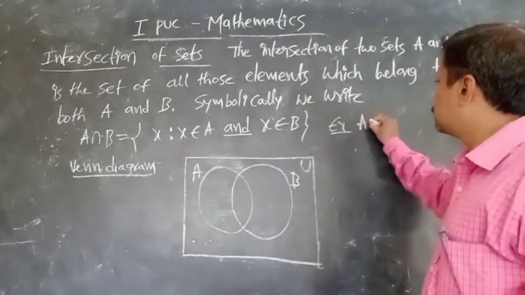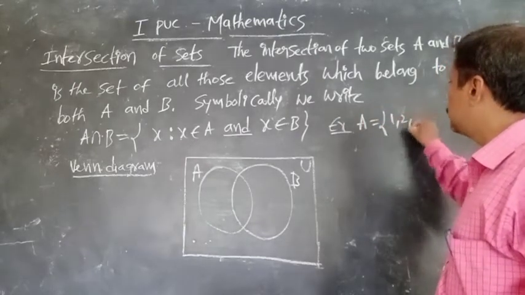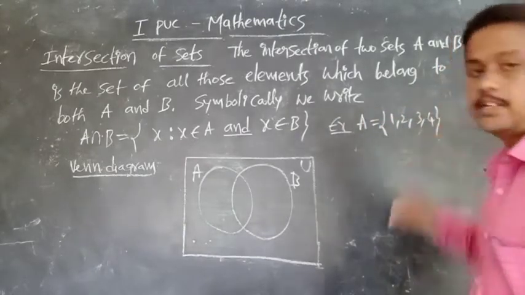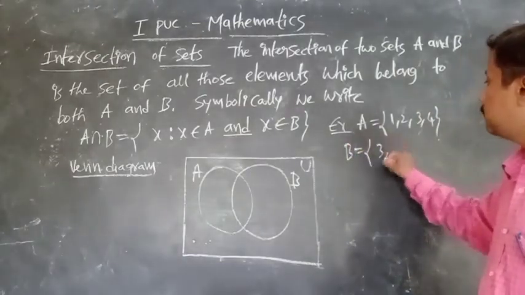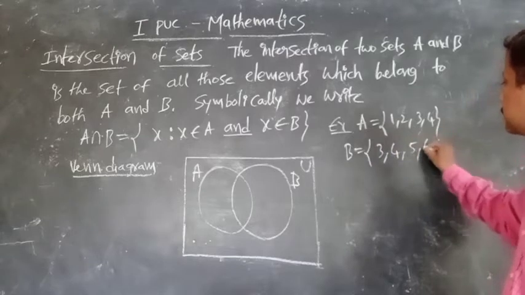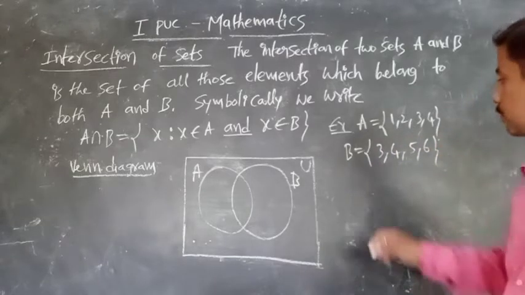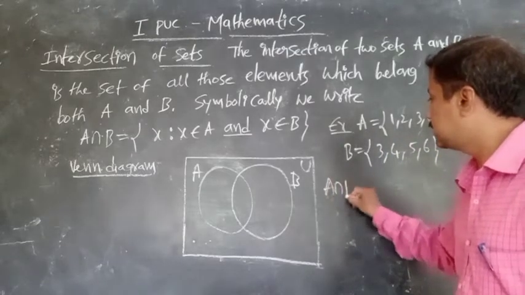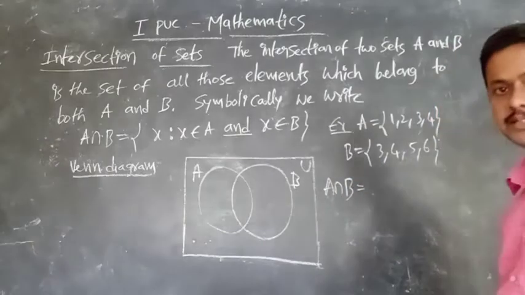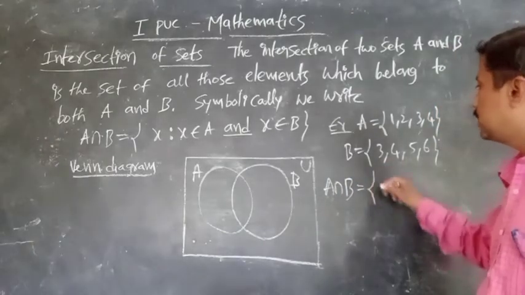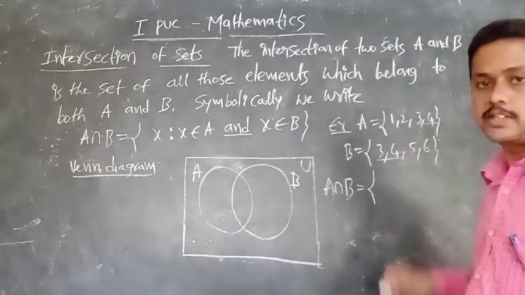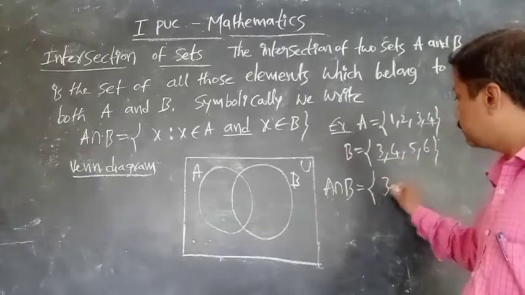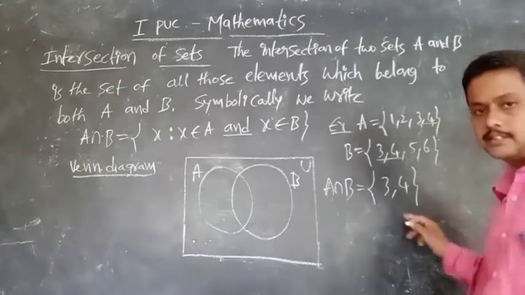A is equal to {1, 2, 3, 4}. B is equal to {3, 4, 5, 6}. So A intersection B is equal to... what are the common elements? Here 3, 4 is there, and here also 3, 4 is there. So 3, 4 is the answer.